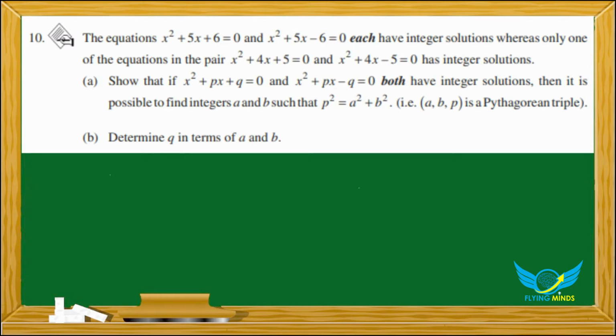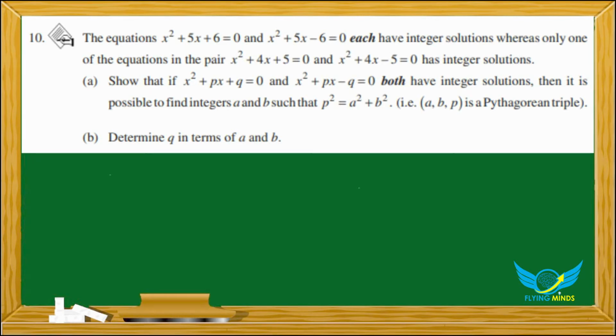Okay, let's try. The equations x² + 5x + 6 = 0 and x² + 5x − 6 = 0 each have integer solutions, whereas only one of the equations in the pair x² + 4x + 5 = 0 and x² + 4x − 5 = 0 has integer solutions. So the first pair has integer solutions, both of them, and in the second pair only one has integer solutions.